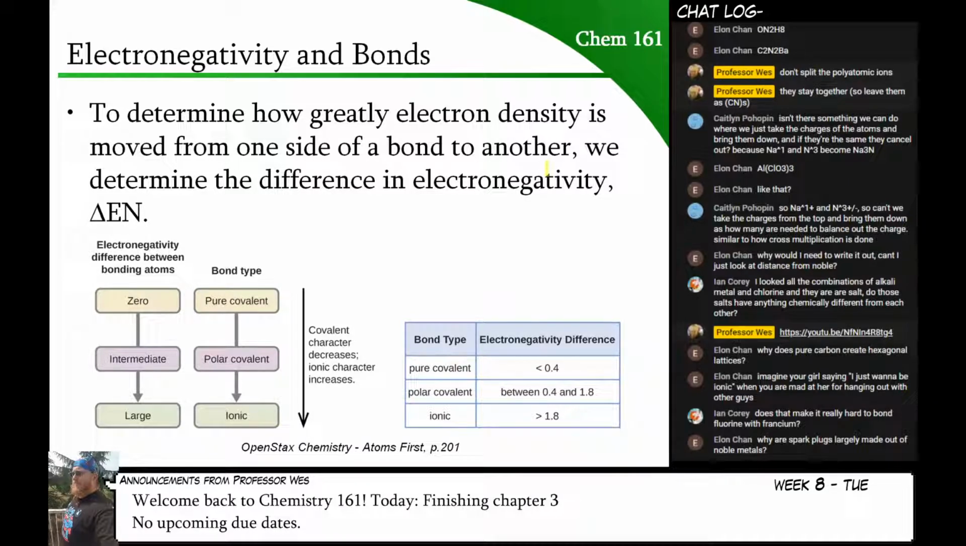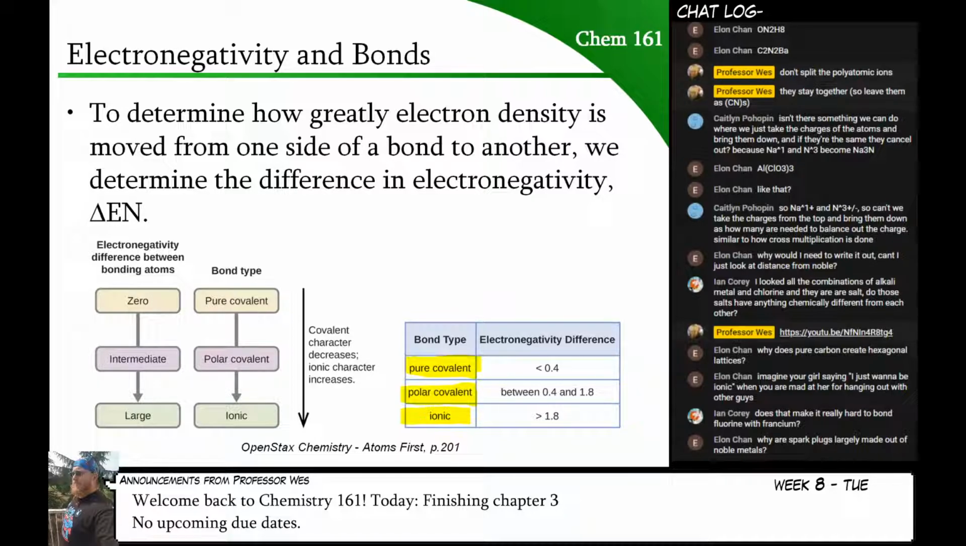Now, when we come back on Tuesday or Wednesday here, we're going to start looking at different types of bonds and categorize them based on differences in electronegativity here. Although I am going to change this number. We'll change this number next time. We're going to categorize these as either covalent with no uneven electron distribution, covalent with some uneven electron distribution, which makes it polar, or this is an ionic compound.